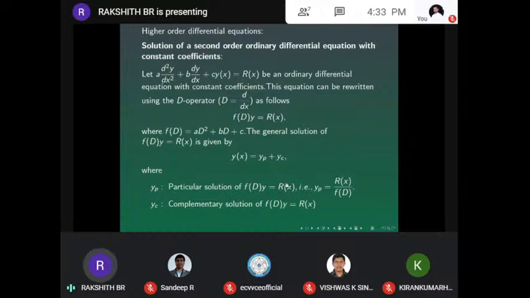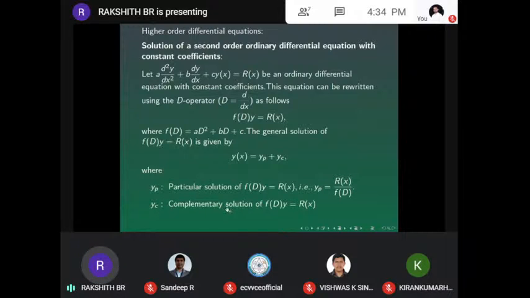So if you just solve it for y, you can easily note that y is nothing but r of x by f of D. This is just a notation for yp. Usually yp is denoted by this. So how do you remember this notation? We just simply solve this equation for y. So y is nothing but r of x by f of D, and we denote yp by this notation.